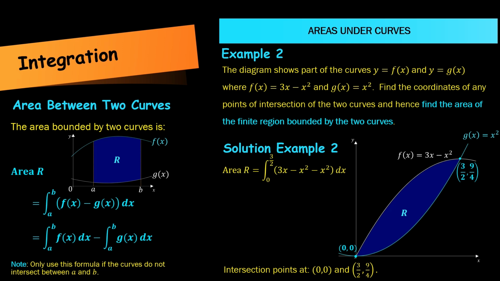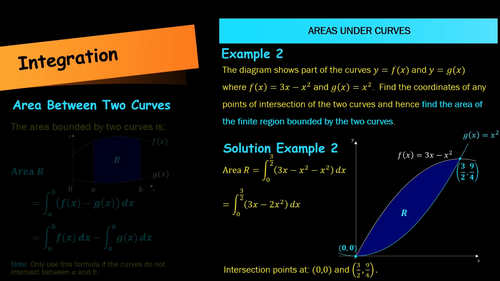This equals the integral from 0 to 3 over 2 of 3x minus x squared minus x squared. Tidying up gives us that the area is equal to the integral from 0 to 3 over 2 of 3x minus 2x squared dx.